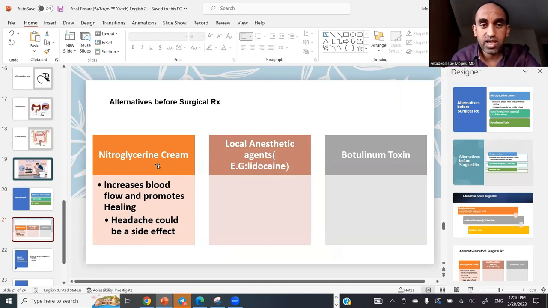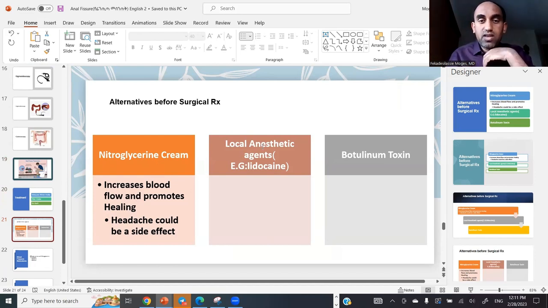Alternatively, sometimes you can apply nitroglycerin cream. Nitroglycerin, as you know, is a smooth muscle relaxant. So it increases blood flow and promotes healing. It just dilates the arterial supply. So good blood supply would be there towards the cracks, then the healing gets facilitated.